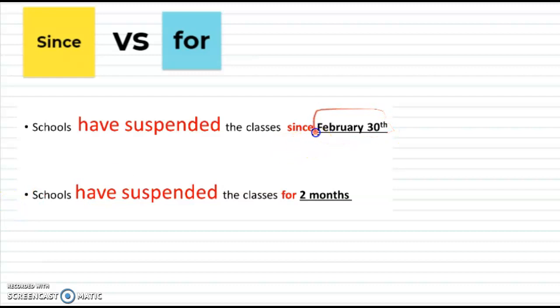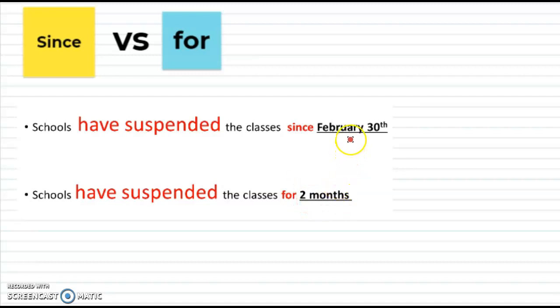For example, schools have suspended the classes since February 30th. So here we have a specific moment in time, which is the date, the exact date from that moment onward. However, we use the expression of time for with the duration and length of time. For example, schools have suspended the classes for 2 months.